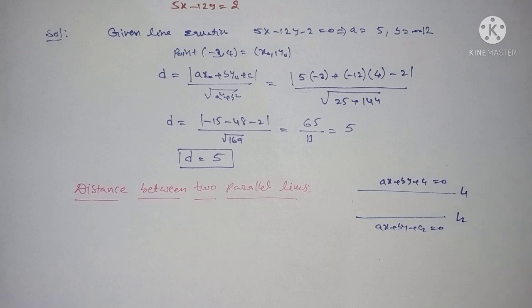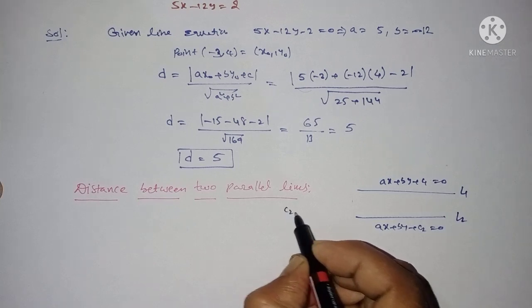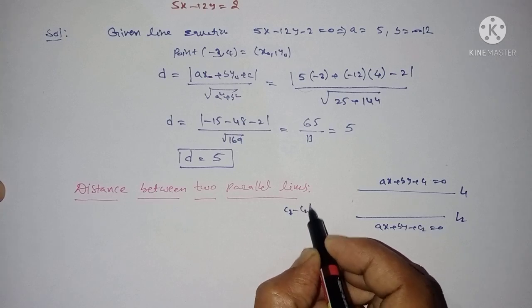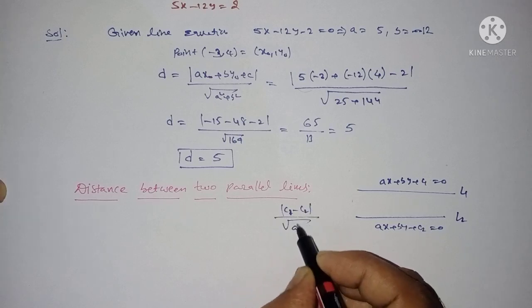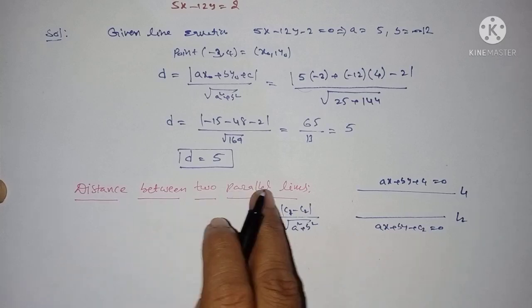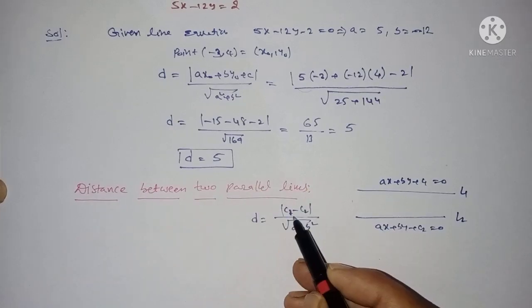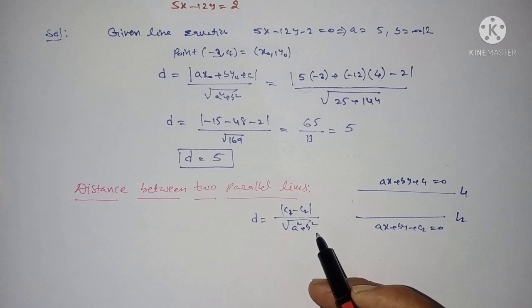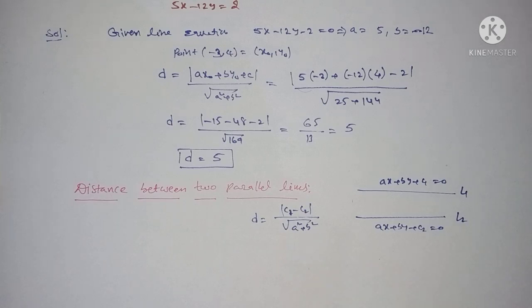You have the formula: C1 minus C2, mod, divided by the square root of a square plus b square. These are the formulas. If it is the distance between two parallel lines, d is equal to what? d is equal to C1 minus C2 by the square root of a square plus b square. How can you prove this? I will explain.